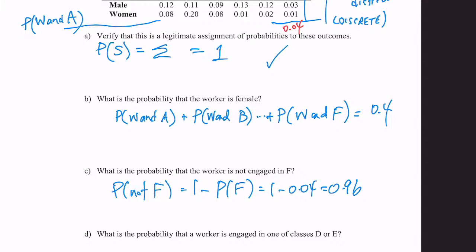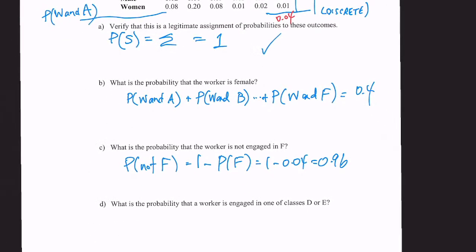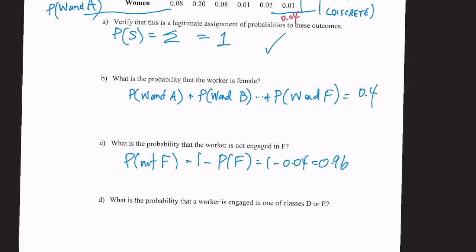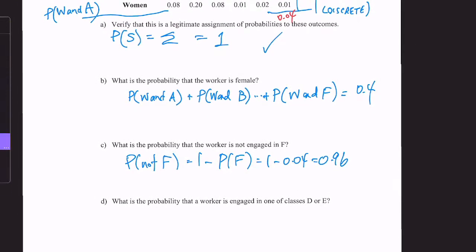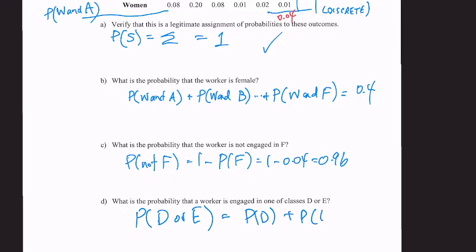And are we done? That's the last one. What's the chance that a worker is engaged in one of D or E? So probability of D or E is, because I told you they're all disjoint, D plus E, I can just add them, and I have to calculate them here first, right? So this one would be 0.14, and this would be 0.14. So it ends up being 0.14 plus 0.14, which is 0.28. Very good.